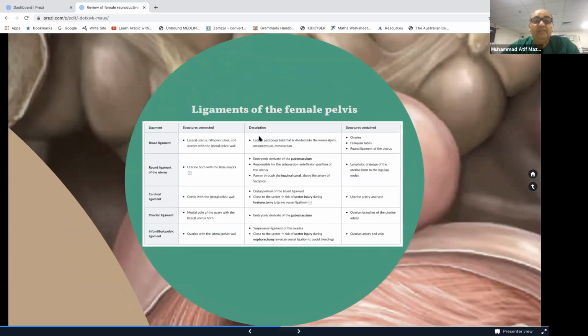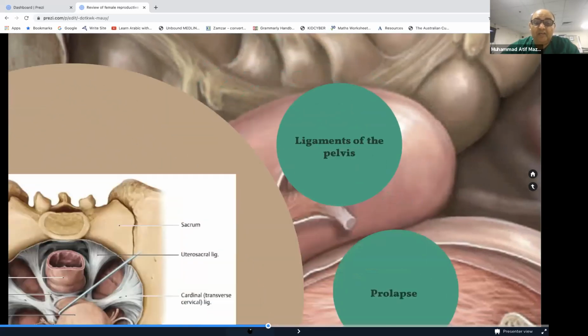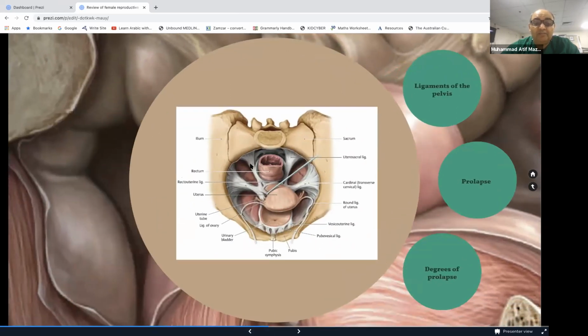So let's look at how these supports are meaningful. There are different ligaments you have seen in the previous pictures, and they have their names: the broad ligament, round ligament, cardinal ligament, ovarian ligament, and infundibulopelvic ligament. These are their descriptions and what they contain. These names are important, and if you go back, you can see that all of them have been shown within this image. They are really helpful in these areas, and you are expected to be good with all these landmarks. I'm sure things are fine.